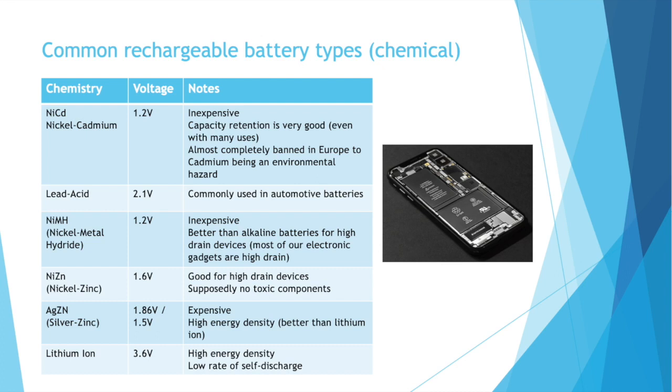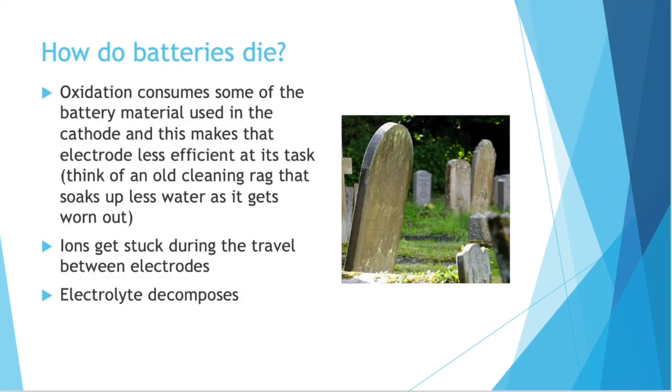Something to keep in mind with all these battery chemistries is you'll notice most of them have two items, silver or zinc, nickel or cadmium. And that's because one of the materials is used in the anode and the other material is used in the cathode. Regardless of the battery type and capacity, the sad day comes when the battery dies.